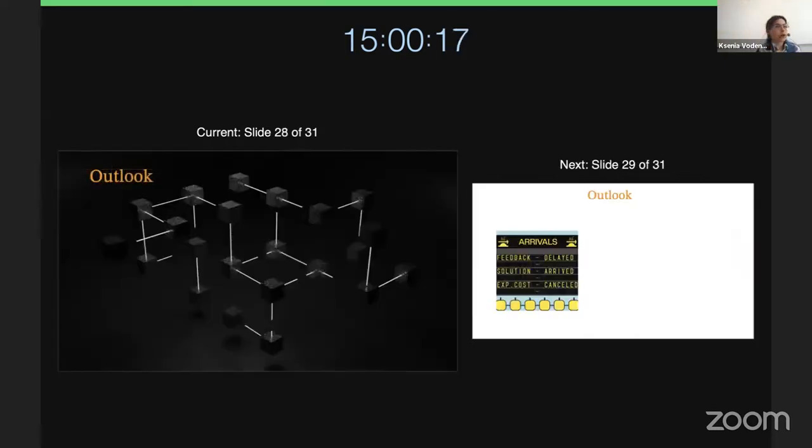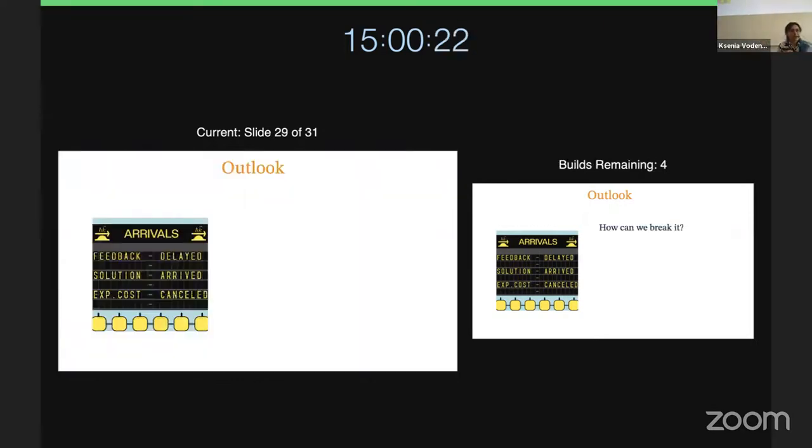And now I'm coming to the outlook. Just to summarize, we have systems with coherent quantum delayed feedback, and we came up with a solution for it. This solution is efficient and doesn't scale exponentially with the delay time or the total time of the evolution. And now what we want to do, we actually want to break it.